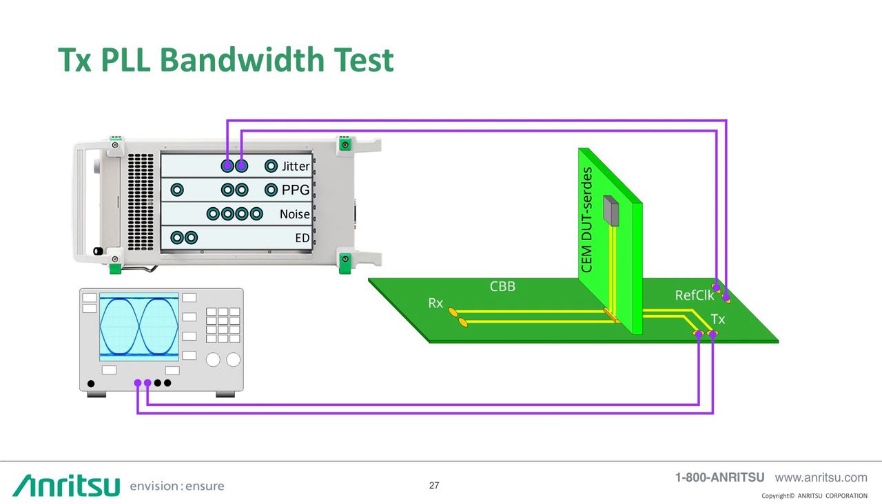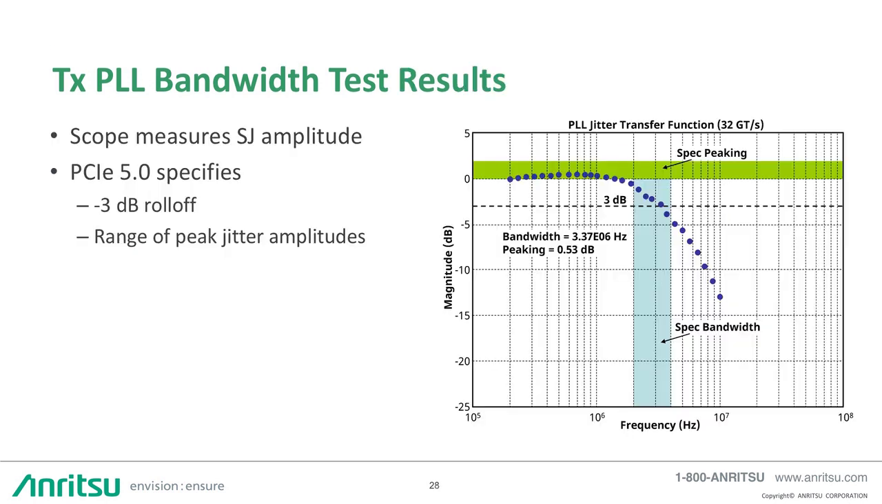The jittered subrate clock is connected to the PCIe reference clock signal on the compliance baseboard. The DUT transmitter output is connected to the oscilloscope. The oscilloscope measures the output periodic jitter amplitude for each frequency of applied sinusoidal jitter. PCIe Gen 5 specifies the allowed range of frequencies in which the -3 dB roll-off must occur, as shown here in the blue, and the allowed range of peak jitter amplitudes, as shown in the green of this diagram.